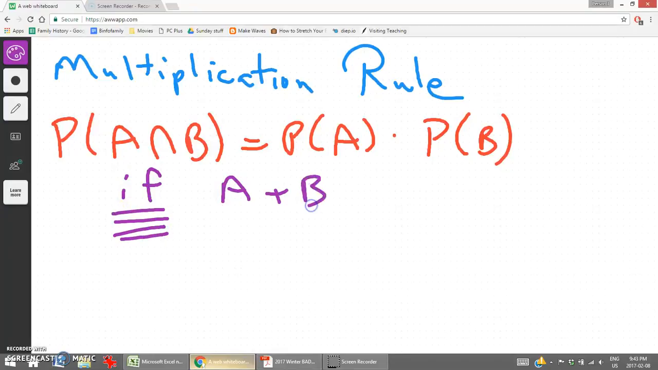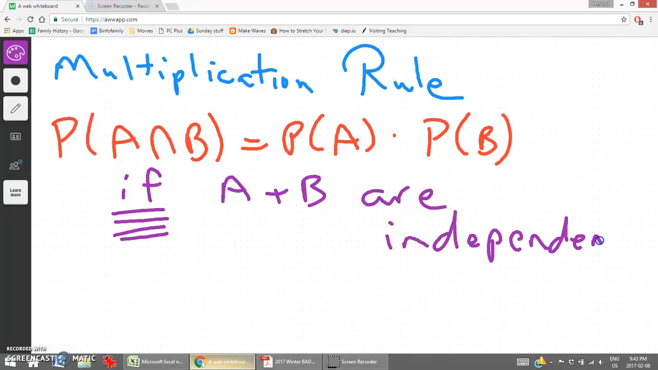A and B, whatever those two events are, if A and B are independent. So something in the question has to tell you or indicate to you that events A and B are independent. If they are, then we can multiply them to figure out the probability of both things occurring. If they don't tell you, then we can't use this rule, and later on in the next section we'll talk about a rule we can use to multiply the probability of events when they are not independent.